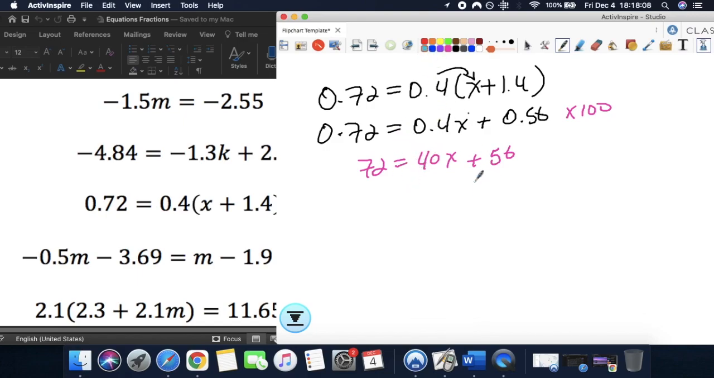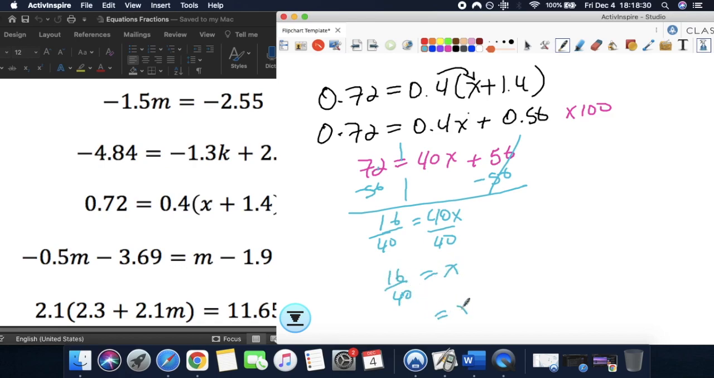We're going to subtract 56 from both sides. X comes down. 12 minus 6 is 6. 6 minus 5 is, divide both sides by 40. And we got x equals 16 over 40, or we can simplify that by dividing by 8, 2 over 5. So either you can write 2/5, or even if you want to, write it as a decimal, you can use 0.4.